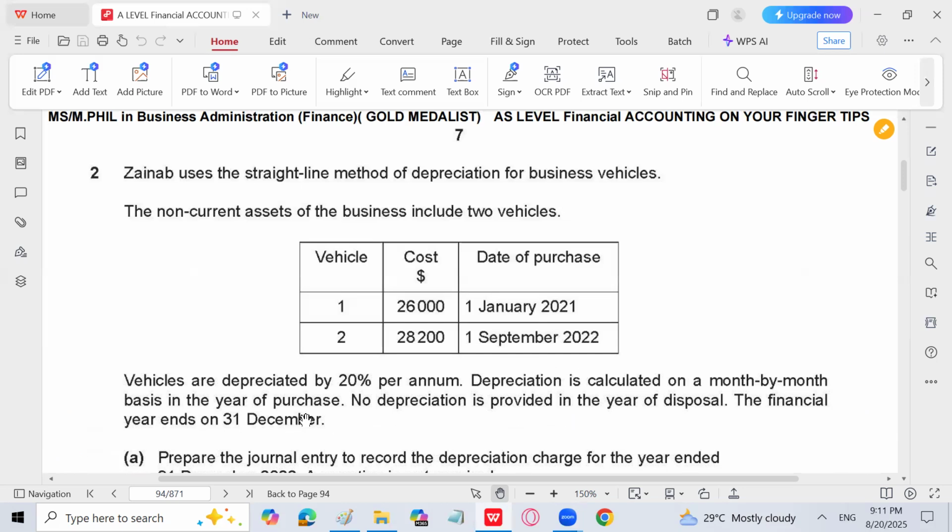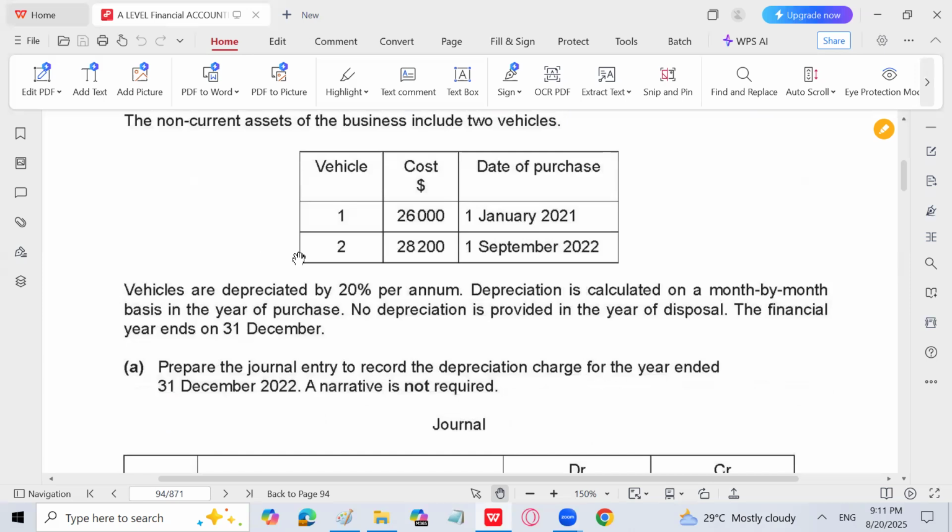Vehicles are depreciated at 20% per annum. Depreciation is calculated on a month-by-month basis in the year of purchase. No depreciation is provided in the year of disposal. The financial year ends on 31st December. In this question, there is no disposal, as I have already mentioned. Prepare the journal entry to record the depreciation charge for the year ended 31st December 2022. A narrative is not required.